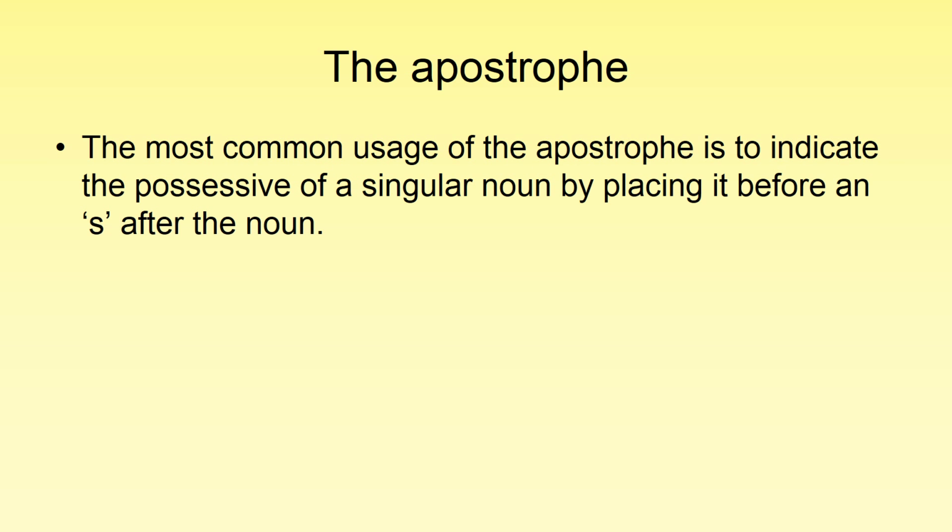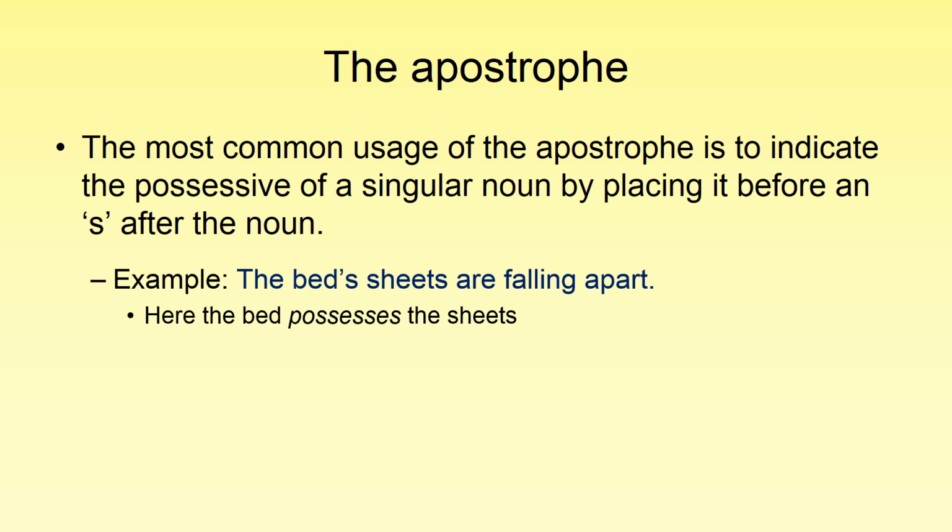We're going to start off with the apostrophe. The apostrophe is used to denote possession. So if we have an object or a person possessing something in a sentence, we will use an apostrophe S. In this example here, we have the bed's sheets are falling apart. The bed is the owner of the sheets, so we have an apostrophe S after bed. So a single bed owns the sheets, or the bed's sheets are falling apart.